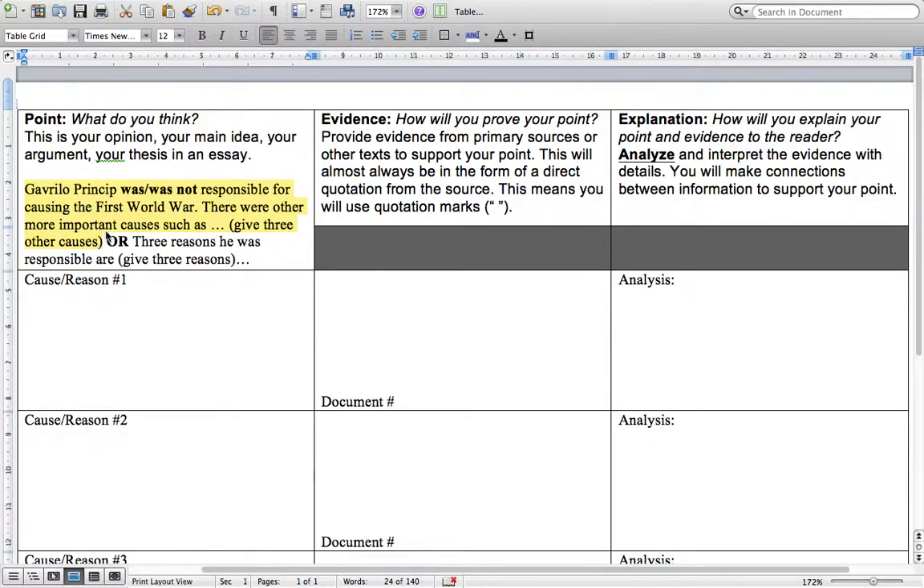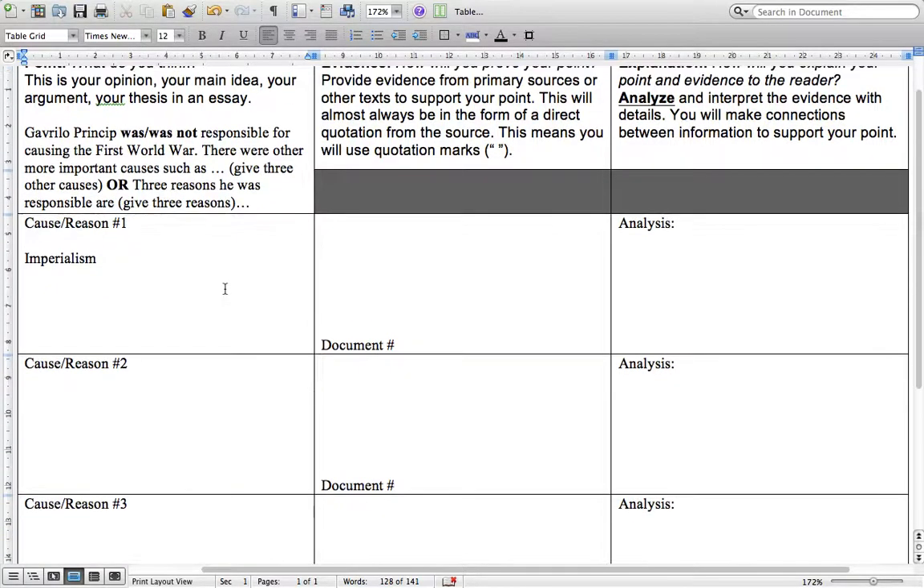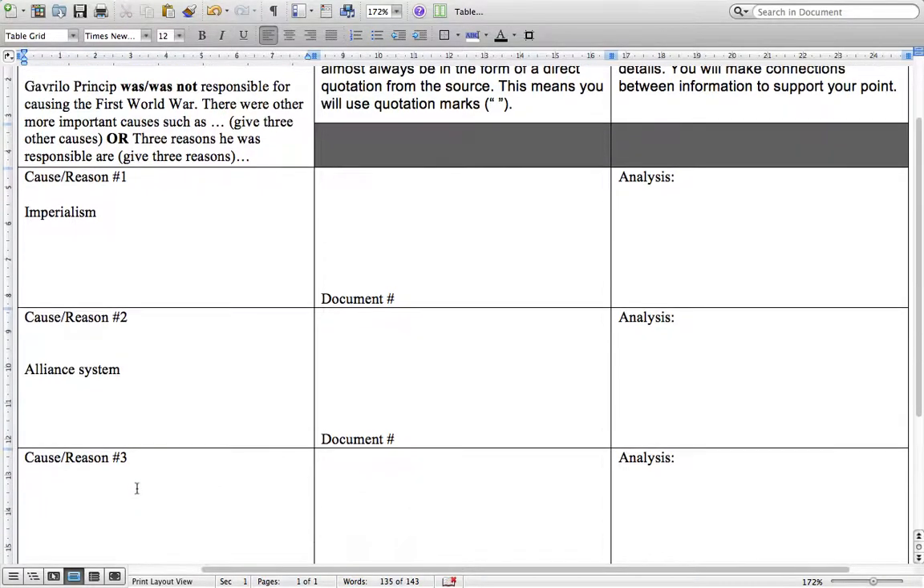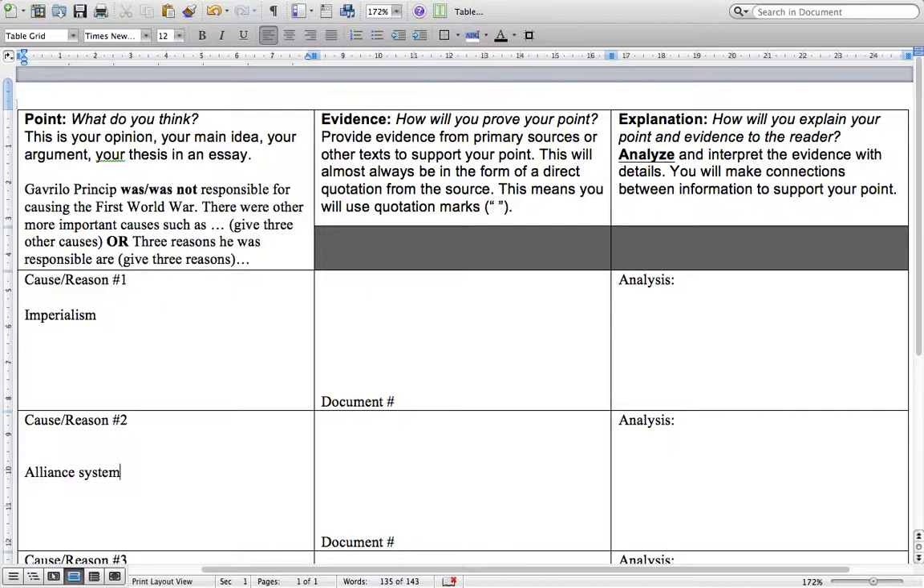So your point, what do you think? There were other more important causes, such as, and then below, you will give me cause number 1, cause number 2, cause number 3. Okay? What do you think the first cause was? Maybe you think the first cause was imperialism. If you think imperialism was the first cause, then you're going to write imperialism. If you think the next cause was something like the alliance system, then you're just going to write alliance system. Okay? And then your third cause or reason. That's your point, your main idea.